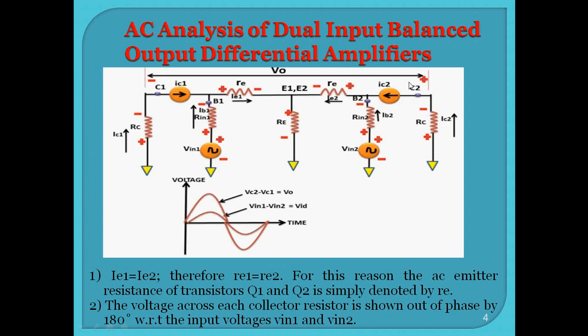It means that the voltage at this point is more positive than the voltage obtained at C1. Here, as we have used transistors which are identical in all respects, the emitter currents IE1 and IE2 are equal. Therefore, the Re1 resistor is also equal to Re2, and for this reason the AC emitter resistance of the transistors Q1 and Q2 is simply denoted by Re. The voltage across each collector resistor is shown out of phase by 180 degrees with respect to the input voltages Vin1 and Vin2.